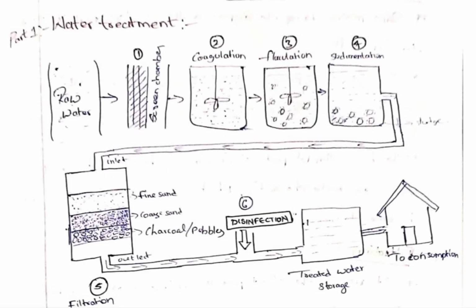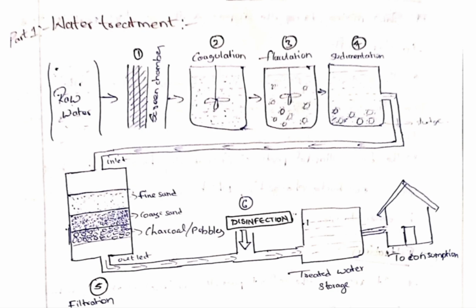This is a water treatment plant. Raw water is taken from sources of water. We already discussed sources of water. Sources of water are of two types: surface water and subsurface water.